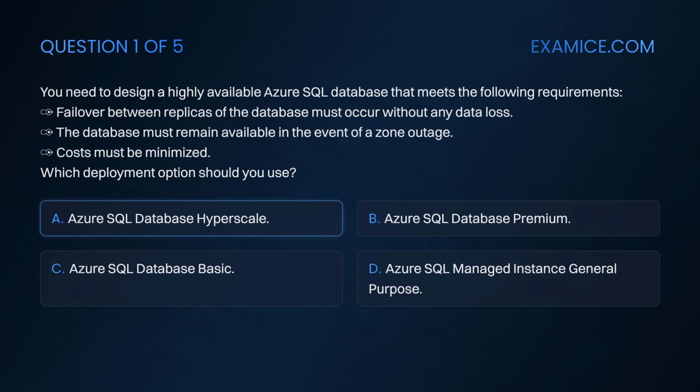Option A, Azure SQL Database Hyperscale. Option B, Azure SQL Database Premium. Option C, Azure SQL Database Basic. Option D, Azure SQL Managed Instance General Purpose.